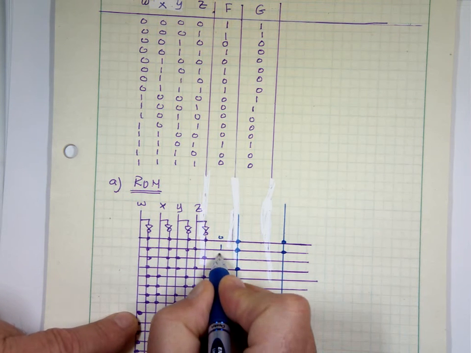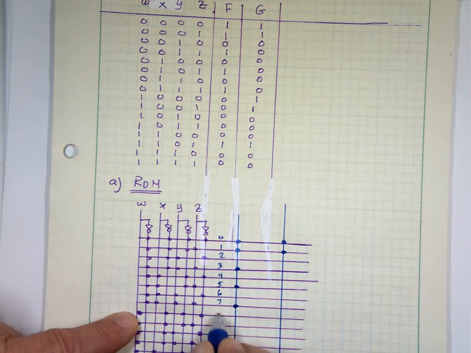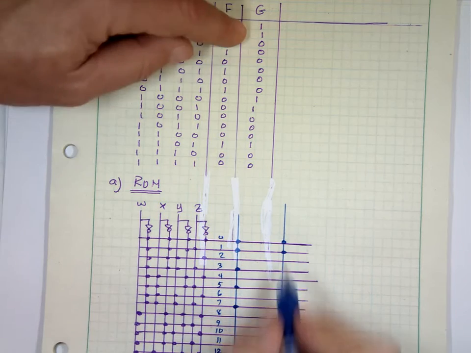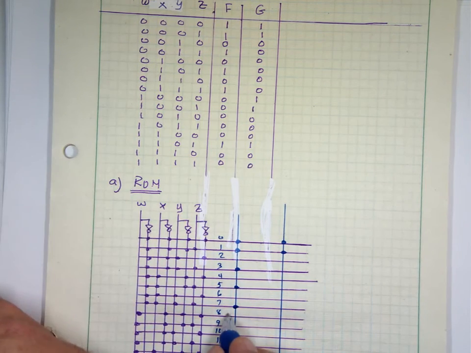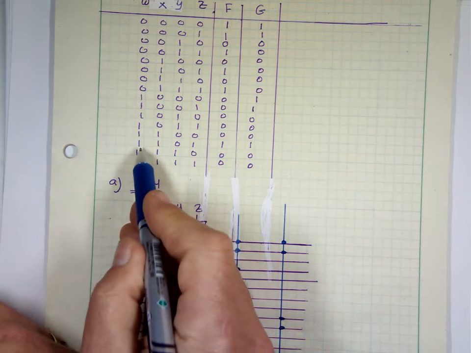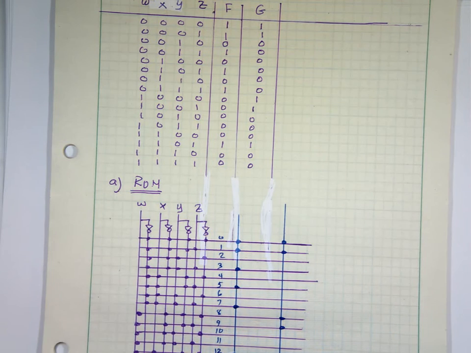1, 2, 3, 4, 5, 6, 7, 8, 9, 10, 11, 12, 13, 14, 15. This will make my life easy. It's going to be at 0, at 1, at 8. There's 8. At 9. 8, 4, and 1. What's 8, 4, and 1? 13. And that's your ROM now.